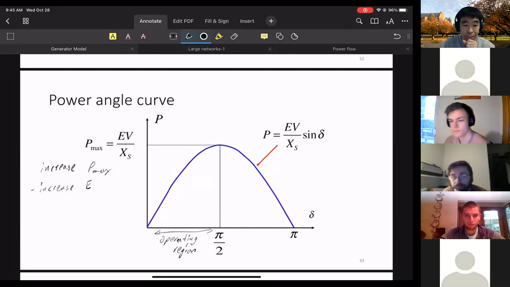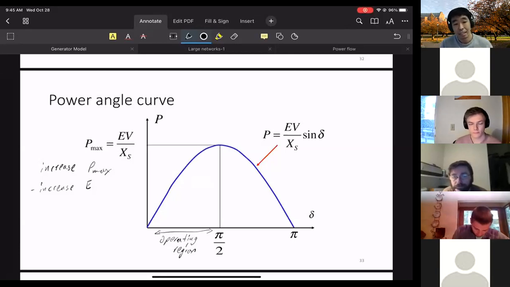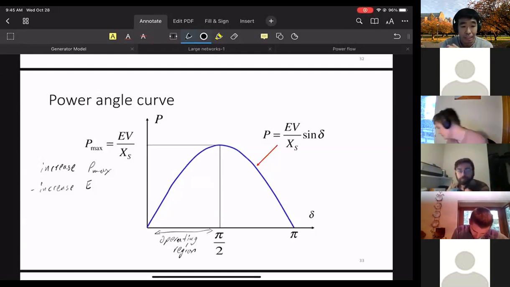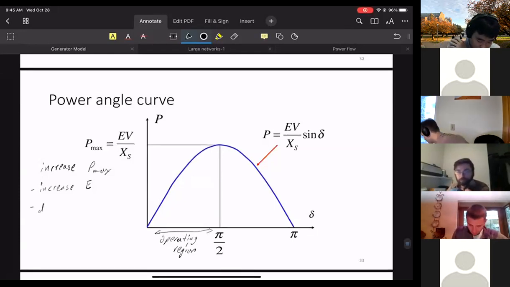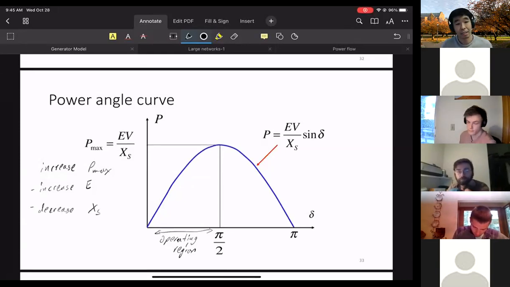So the way to increase E is to increase your exciter current. Your exciter current basically will pump up this voltage E. So that's one way to do it. But there's a limit to that because your core essentially after a while stops responding to that. So there's an upper limit to how much E you can increase. Another way is to decrease XS. How do I decrease XS?